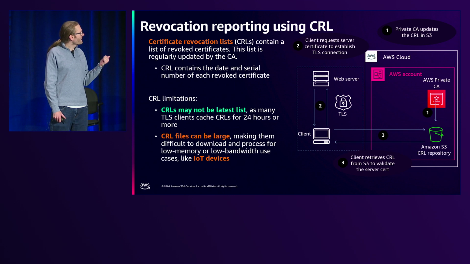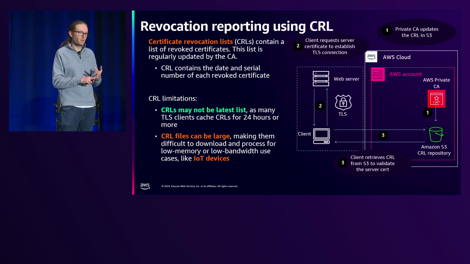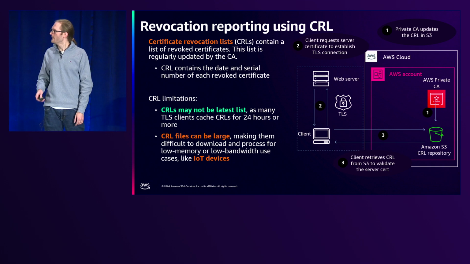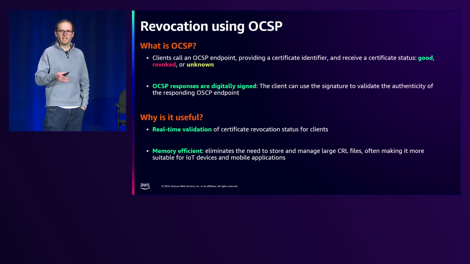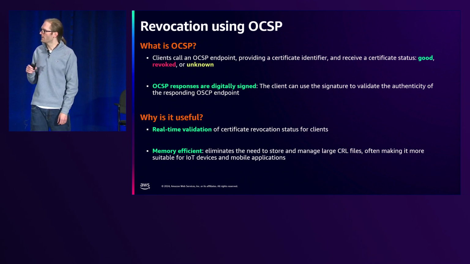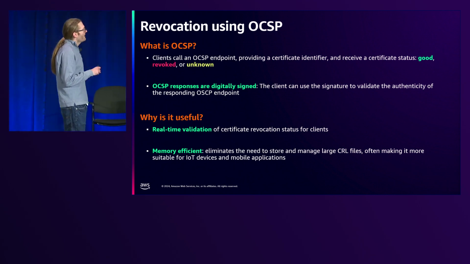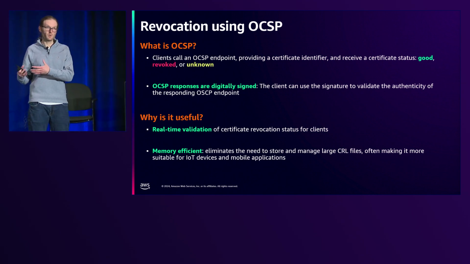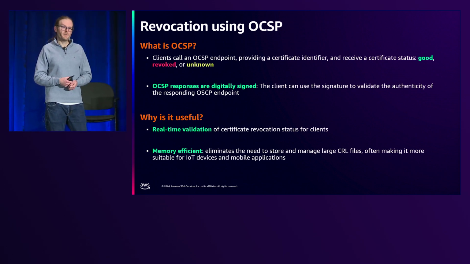And again, you have these limitations around whether it is being downloaded by a client that doesn't have very high memory or has very low bandwidth. And so those are cases like IoT where CRL probably doesn't make sense. But if you look at OCSP, again, it's a much more real-time understanding of whether these certificates are revoked or not. You query an endpoint and it responds back, yes, this is revoked, or no, it's not. They are also digitally signed, so you can validate that this is actually a valid OCSP responder that I'm talking to, which is nice. And it is more memory efficient, like I said.